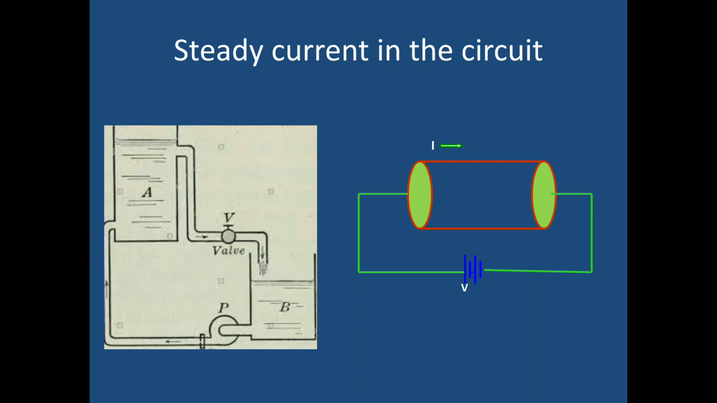In a similar manner, the cell or the battery will do work for the steady flow of current in the conductor. So steady current in the circuit will be maintained with the help of a battery or cell.